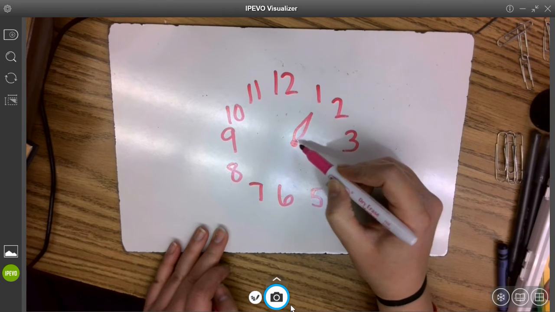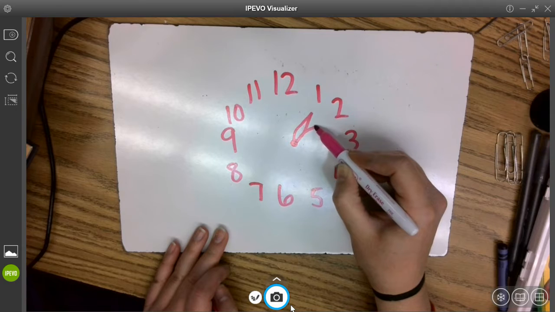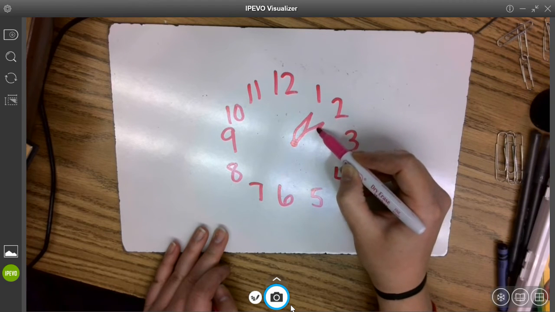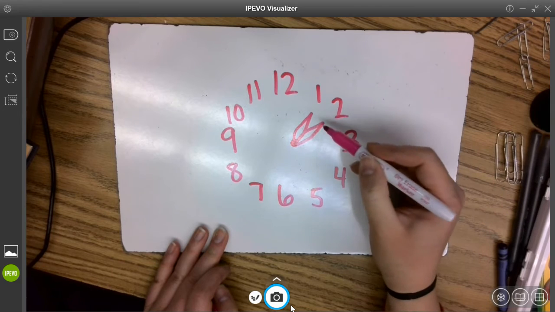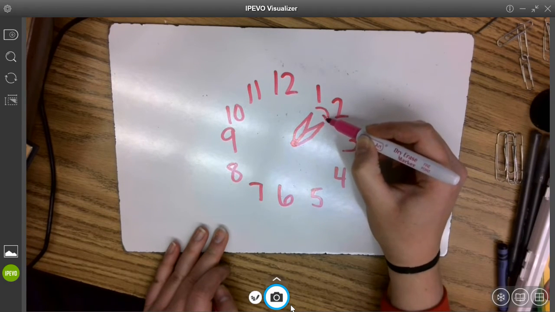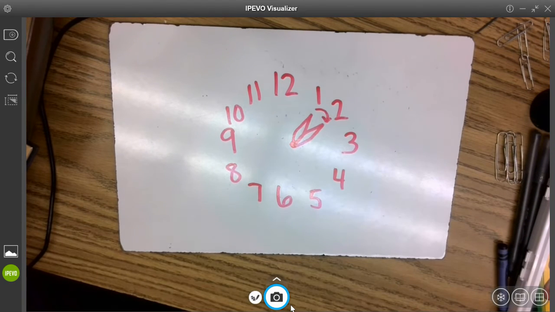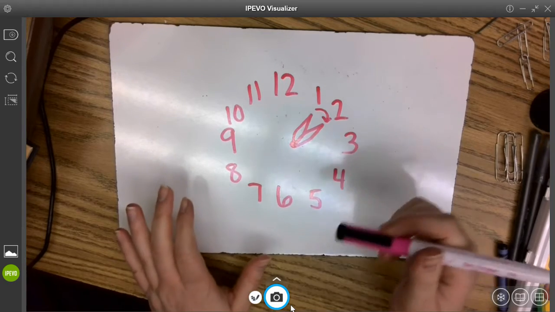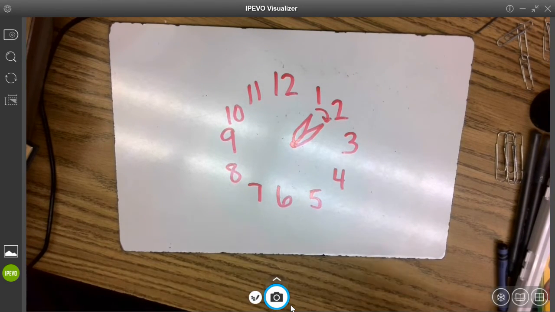I'm going to leave that there. And I'm going to put another hour hand just to help us out for a minute, pointing to the 2. That's 2 o'clock. But there's time that happened as the hour hand went from the 1 to the 2. And you know what? It can be cut in half as well.